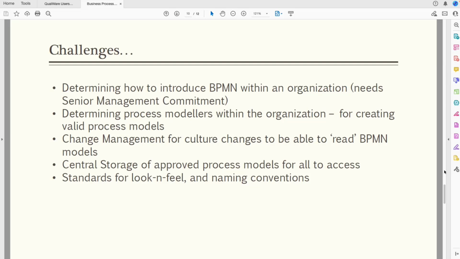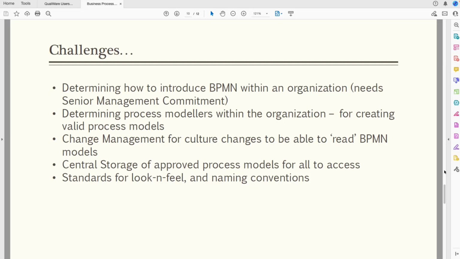Determining process modelers within the organization. Who's going to create these? Who's going to lead them? Who's the guru that they're going to go to get their process models approved? And it's not just rubber stamping. Whoever's doing it has to really understand BPMN.